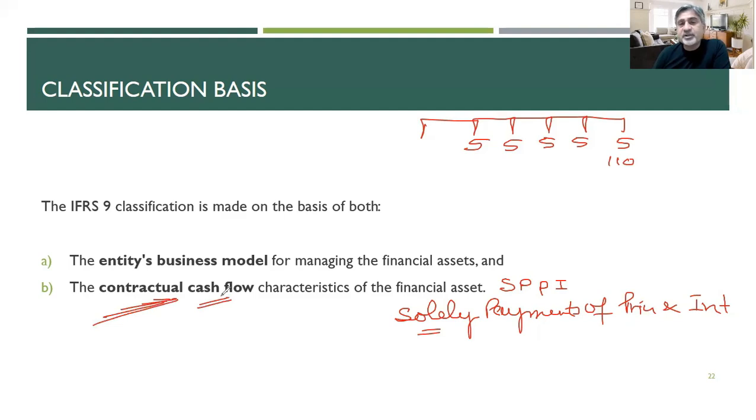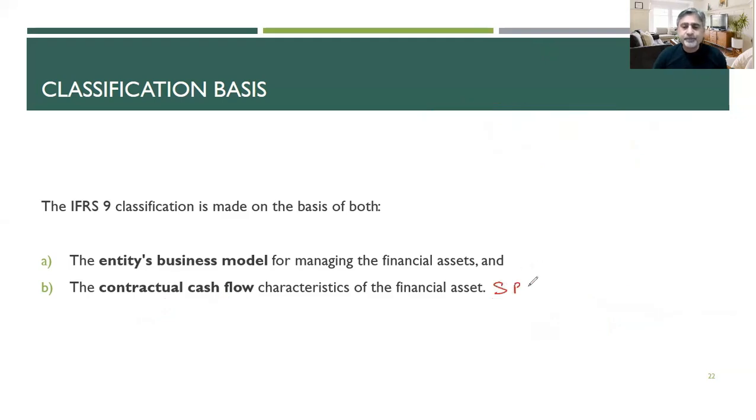And that contractual cash flow consists of payments of principal and interest. You will only receive this. You wouldn't receive $1 more or $1 less. It's not about market price. It's about 5, 5, 5, 5, and 115. So SPPI criteria, I call it.